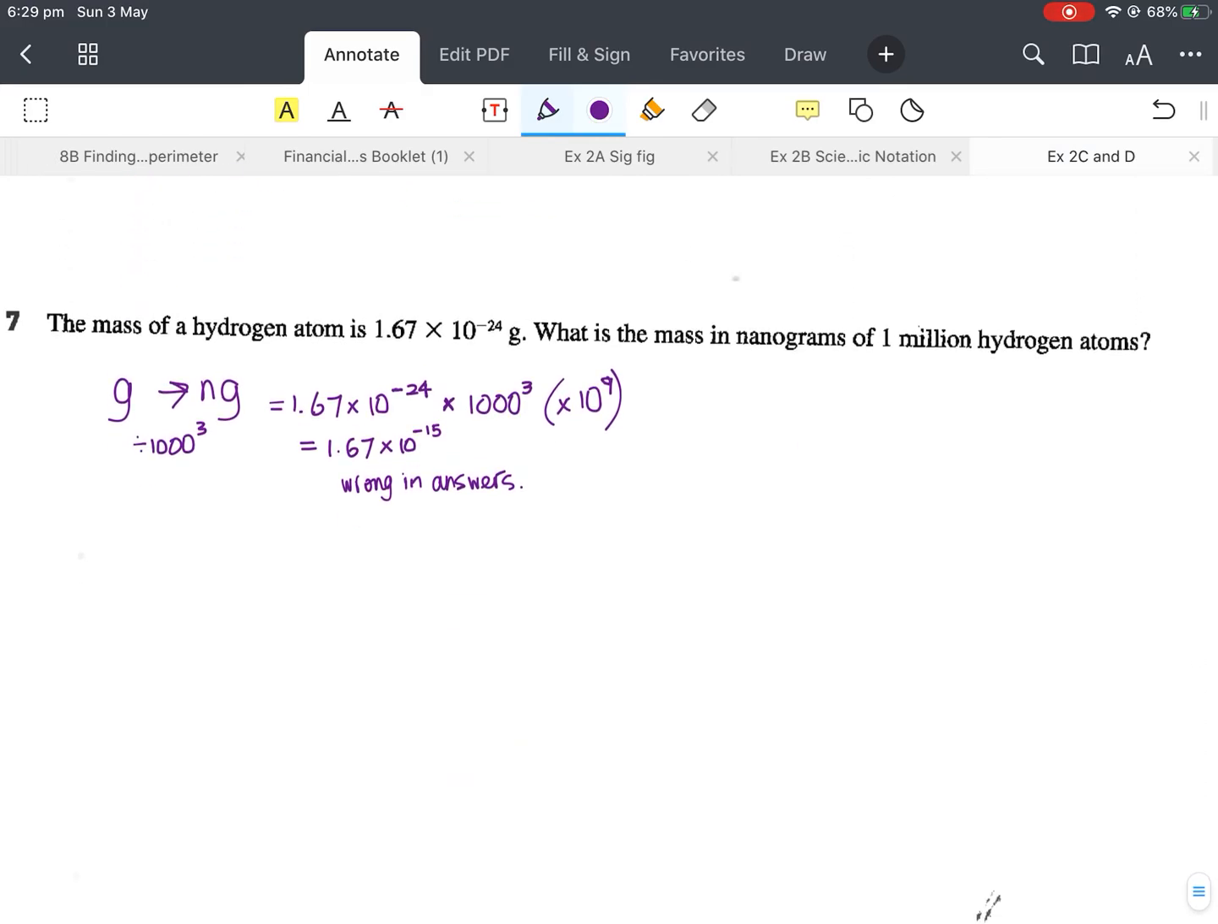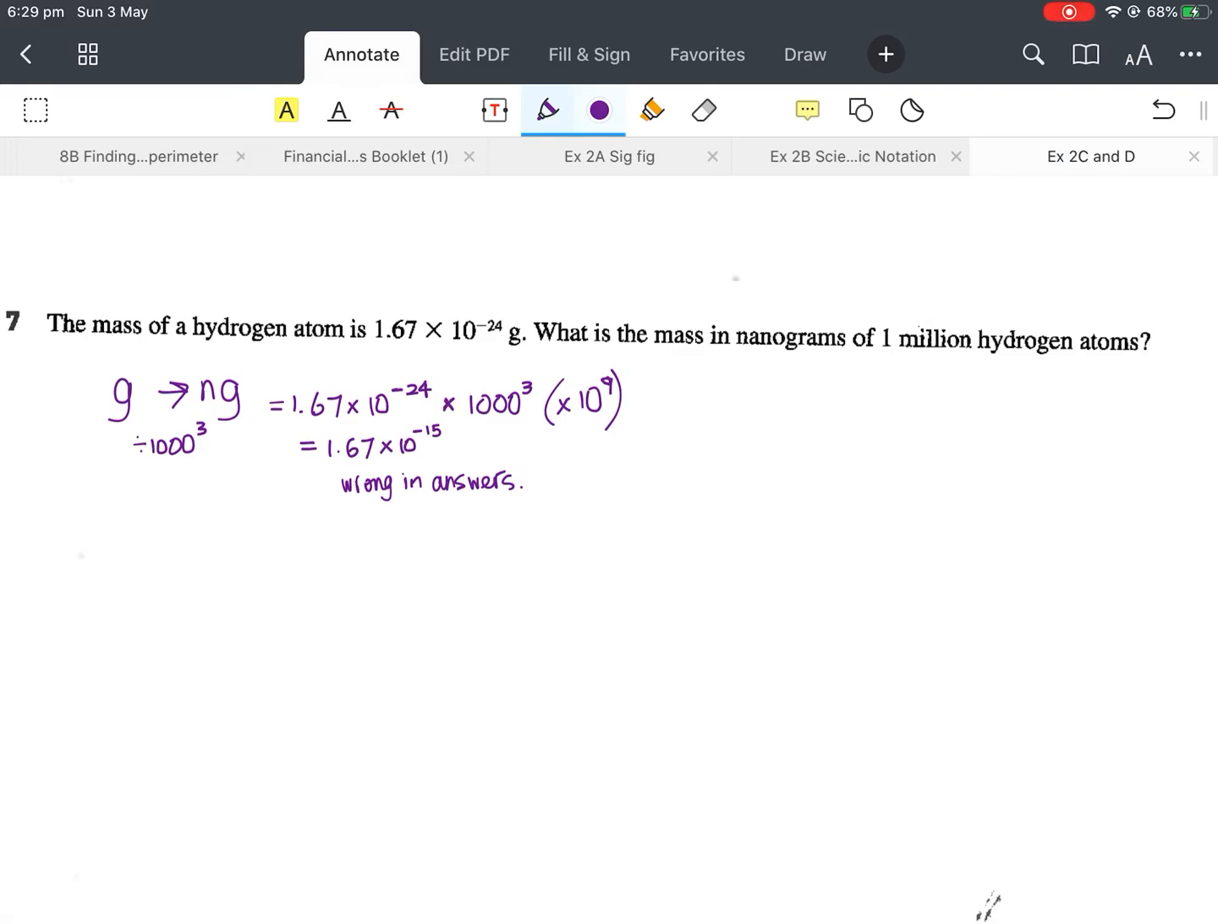All right, now number 7, the back of the book, I think, has got it wrong. So I'll see if you agree with me. Mass of a hydrogen atom is, now that's in grams. Oh, I haven't timesed it by 1,000,000. That's my problem. Okay. So what is the mass in nanograms of 1,000,000 hydrogen atoms? That's what I've done wrong.